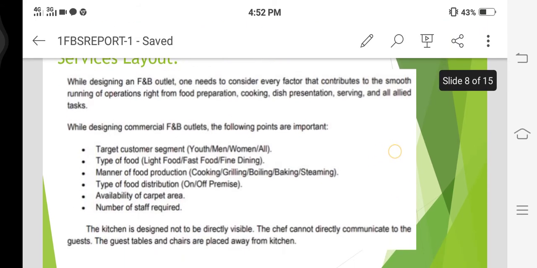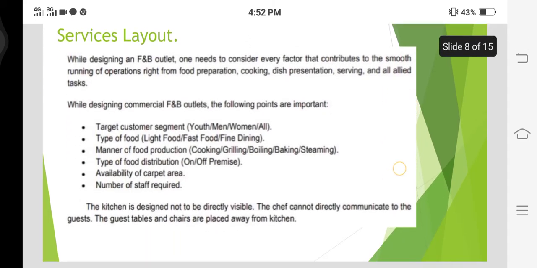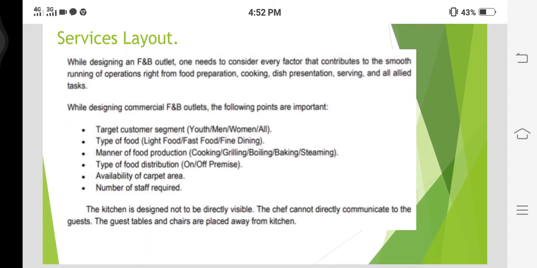So if you want to run a business like food and beverage service, for example, you should consider your processes about the operation of the restaurant. First is the target customer segment: youth, men, women, and all.